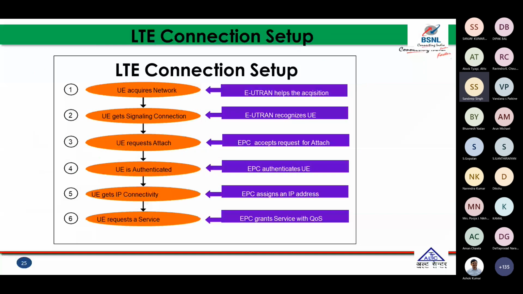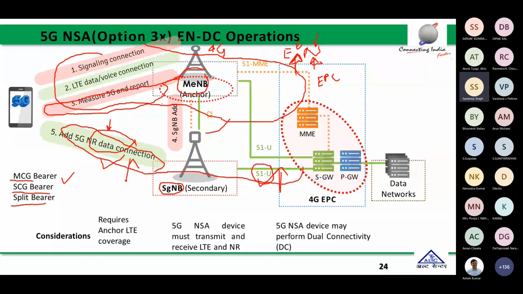Actually, this NSA mode, the non-standalone deployment option, is the intermediate stage between 4G and 5G. It is a faster deployment option because all other operators, not BSNL, have a 4G core, and they want to deploy their 5G. They can easily add the 5G base station at the radio side with some software upgradation, and easily deploy the 5G network. That is a cost-effective and faster deployment option. But what is the disadvantage?